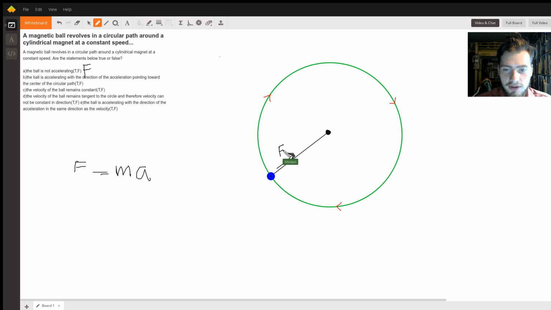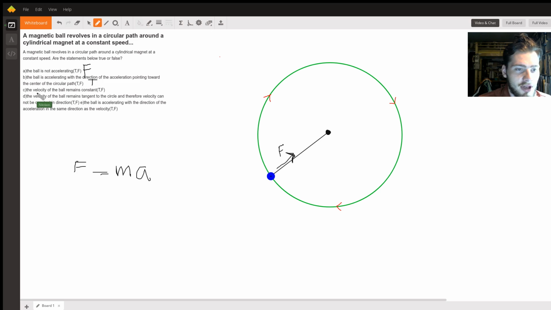I can also go ahead and draw an arrow indicating a force here, the centripetal force. B, the ball is accelerating with the direction of the acceleration pointing toward the center of the circle. Yes, that is true. Like we just said, whenever you have an object in circular motion, you have a center-seeking force.